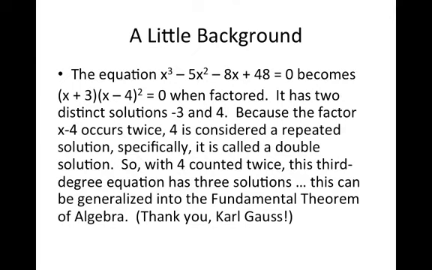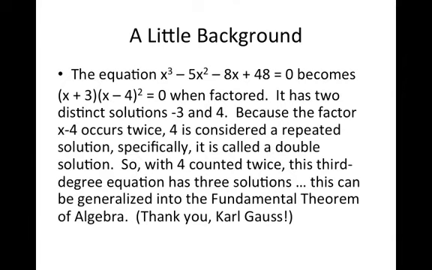The equation x cubed minus 5x squared minus 8x plus 48 equals 0 becomes (x plus 3)(x minus 4) squared equals 0 when factored. It has two distinct solutions, negative 3 and 4. Because x minus 4 occurs twice, you can see it's squared right there, 4 is considered a repeated solution. Specifically, it's called a double solution or double zero or double root. So, with 4 counted twice, this third degree equation has 3 solutions.